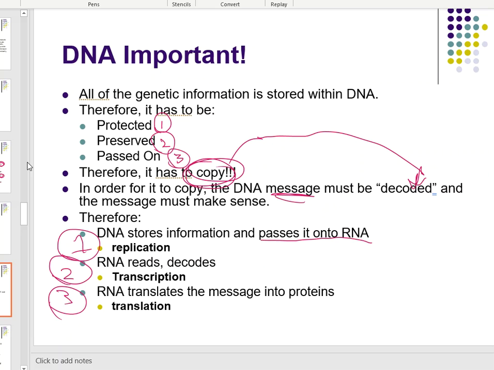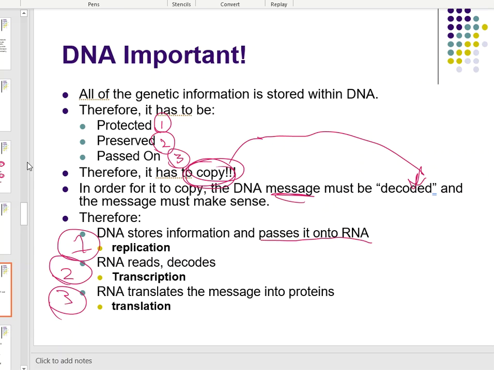There's your 3 functions, and they're closely tied together. It needs to replicate, it needs to transcribe, and it needs to translate. And that's the role DNA plays, and that's also the role that RNA plays.